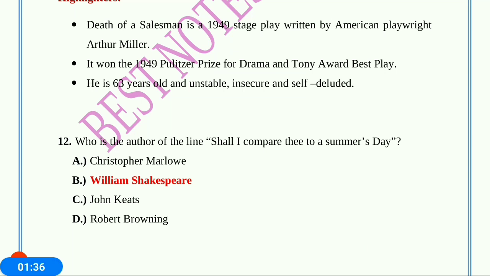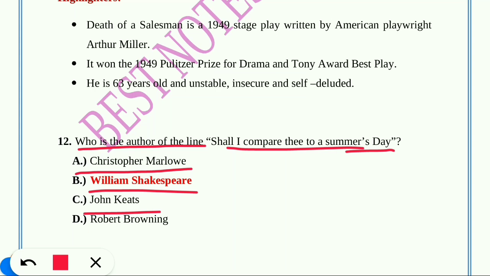Question number 12. Who is the author of the line, "Shall I compare thee to a summer day?" Options are Christopher Marlowe, William Shakespeare, John Keats, and option D, Robert Browning. So here the answer is William Shakespeare.